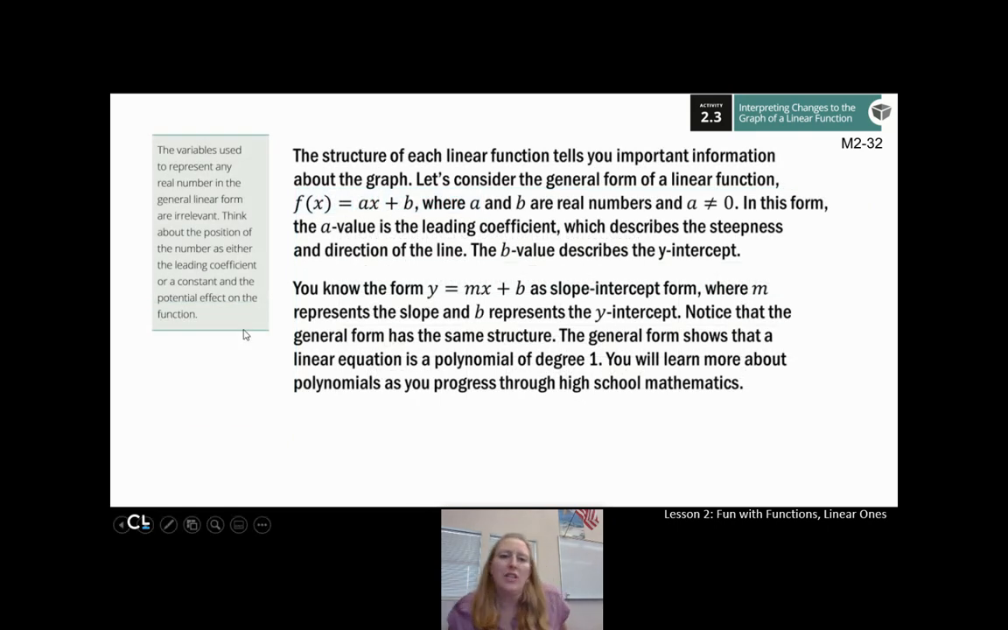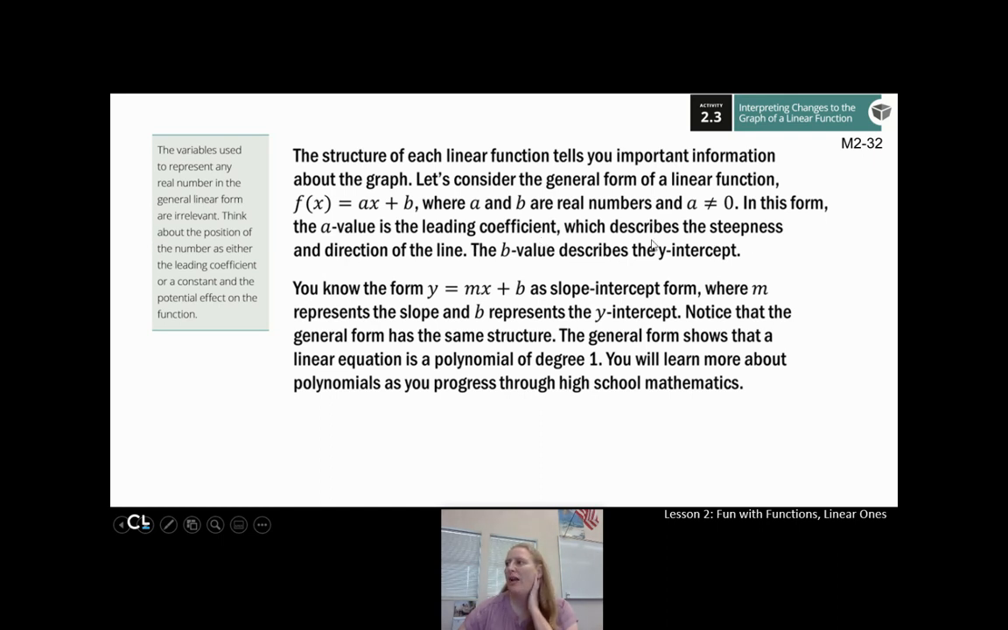Now, the structure of each linear function, remember we said we had factored form and we had the general form. They each tell you important information about your graph. So, for example, let's consider the general form of a linear function. You know this, f of x equals ax plus b, where a and b are just some numbers that we shoved in there. I do have to point out that a cannot equal 0. So in this form, my a value is actually my leading coefficient. You know it is the slope, and it is the slope, but it is also your leading coefficient.